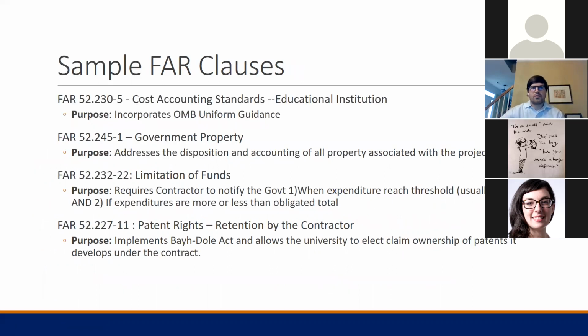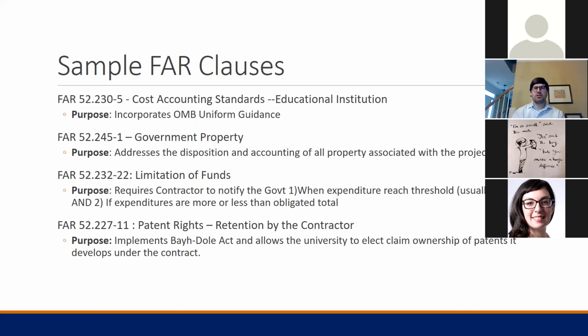I close with just a few other important FAR clauses that get looked at frequently. The cost accounting standards, this is an important one because it's going to implicate the OMB uniform guidance principles of percentage of effort, and that's going to underlie all of our budgets and invoicing. And so that's always an important clause to have.